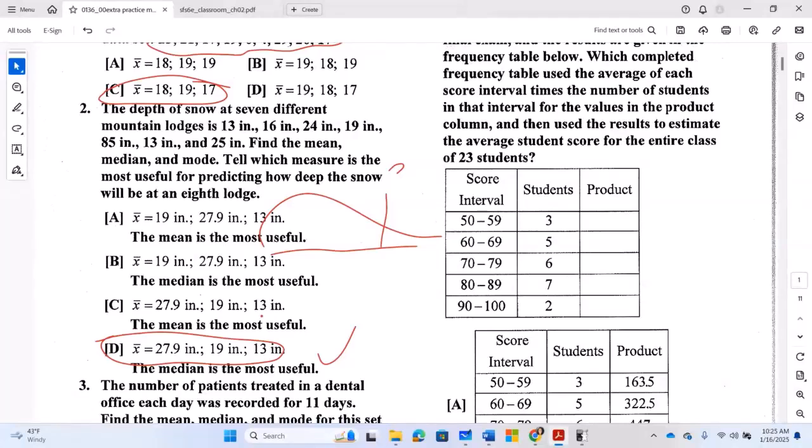Because even though the mean is 27.9 in C, the median is 19, and the mode is 13, the data is skewed right. So you are not allowed to make a decision with mean. The only time you make a decision with mean is when the data is normally distributed or the data is bell-shaped.